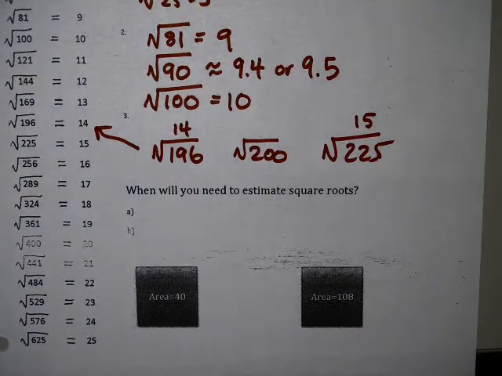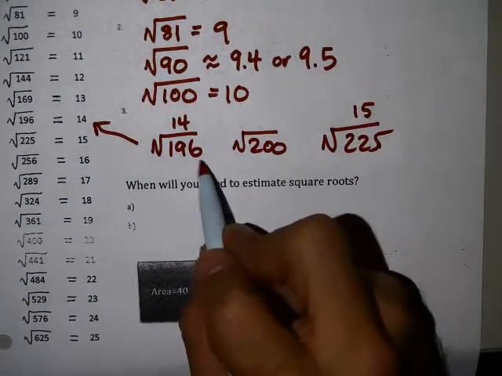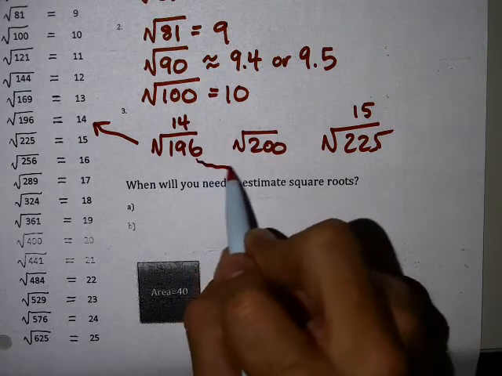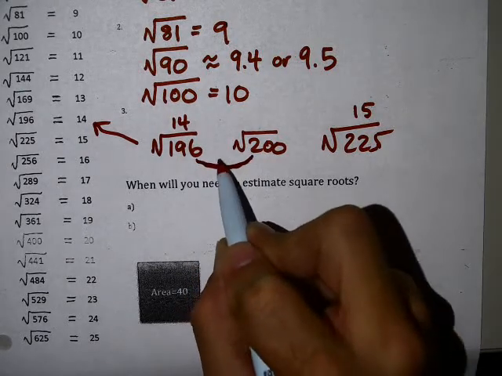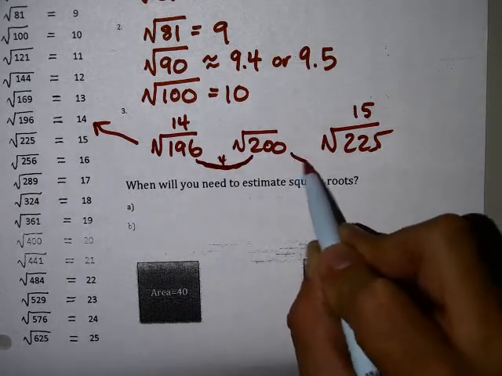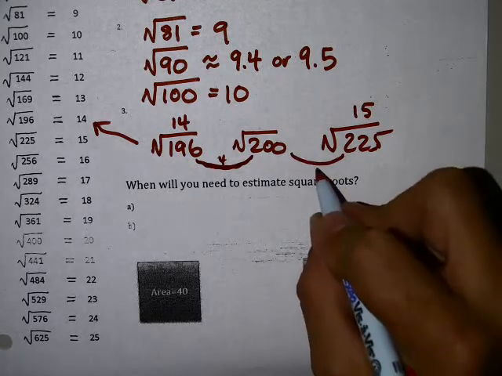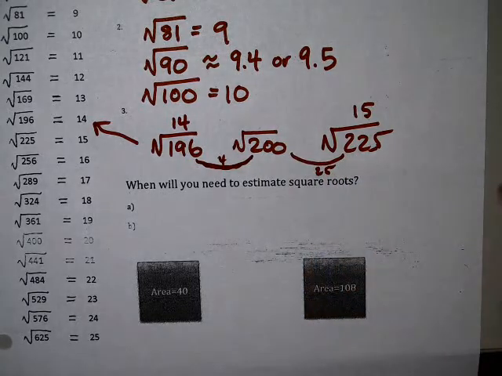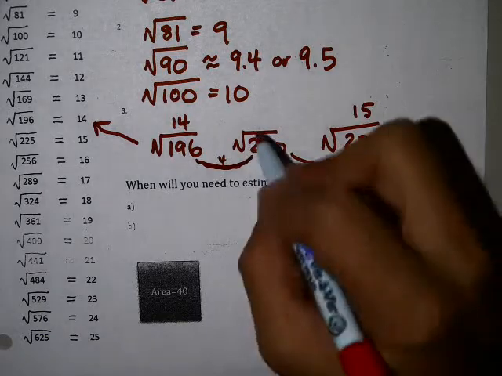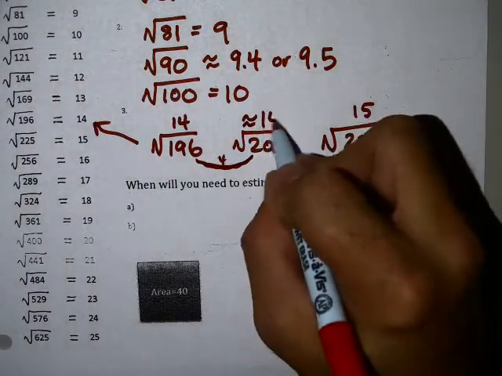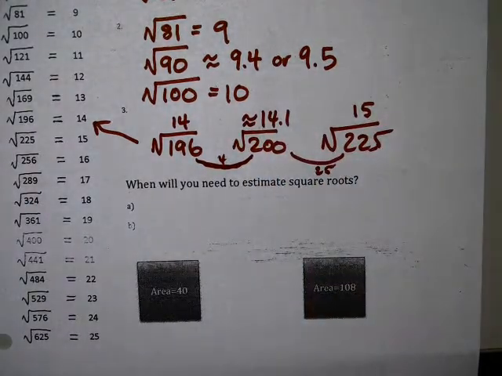So, I know it's got to be in between 14 and 15, and if we look, it's only 4 away from here. So to get from 196 to 200 is only 4 away. And to get from 200 to 225, well, that's a long way away, okay? So it's really, really close to 14. If you wanted to estimate this as about 14.1, that would be a really, really good estimate of that, okay?